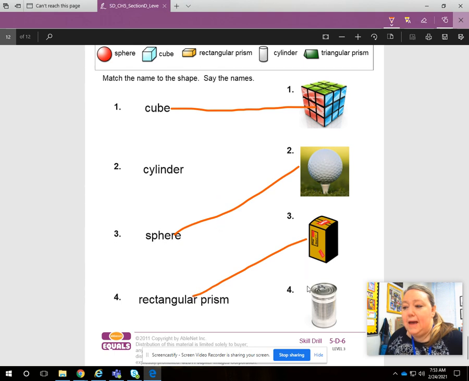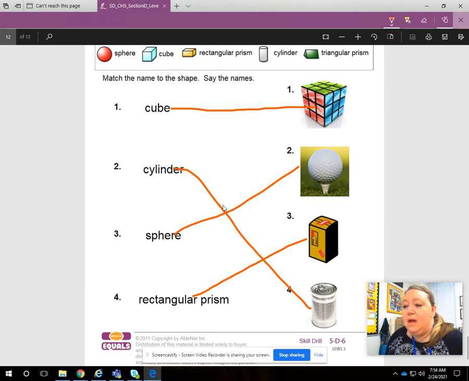And then the last one, this is a can. It looks like a canned chili or something. I don't know. It doesn't have a label. But this can, we know, has circles on both ends, and then is joined by just like a tube, right? And that's a cylinder. So I'm going to draw a line between the can and the cylinder.